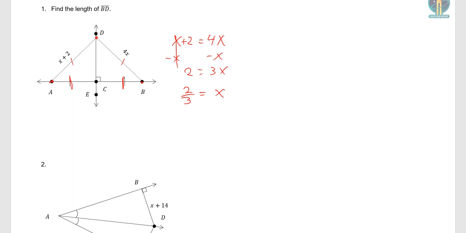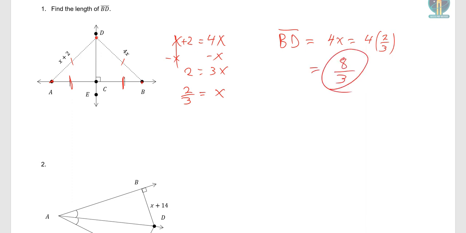So if x is 2/3, then BD is equal to 4x, which is equal to 4 times 2/3, which is equal to 8/3.